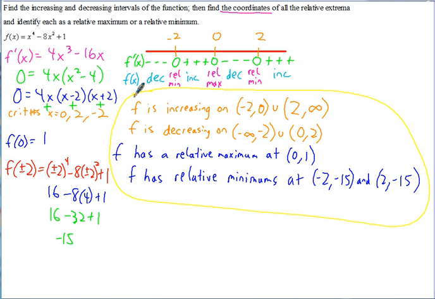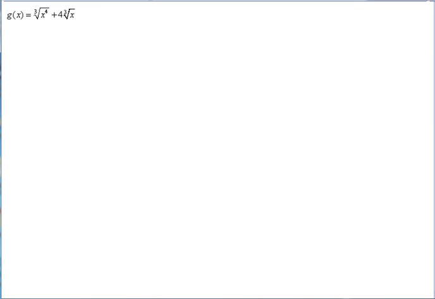So the first derivative tells us not only whether the function is increasing or decreasing, but also whether those critical numbers are actually minimums or maximums, or sometimes they can be neither. We'll see. All right, let's take a look at the next one. This one, the first thing to do is rewrite this out of radical form into fractional exponents.